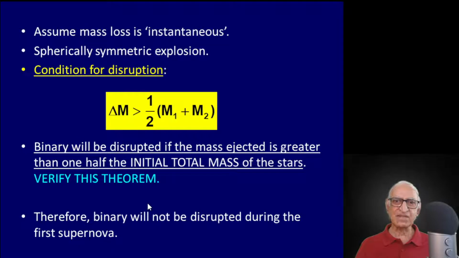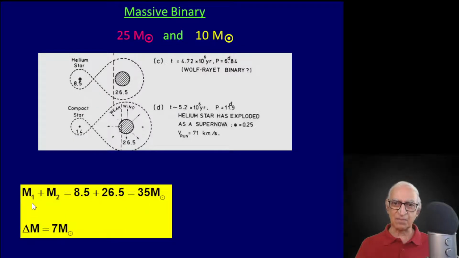Therefore, the binary will not be disrupted during the first supernova explosion of the binary that I discussed, 25 solar mass, 10 solar mass. Why? Initial masses were, at the time the star evolves, 8.5 solar mass plus 26.5 solar mass, which is 35 solar mass. That's the same as 25 plus 10 is 35 solar mass.